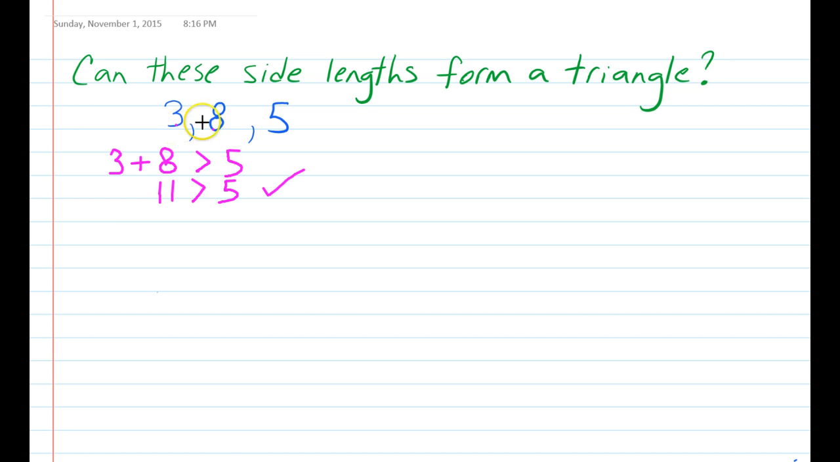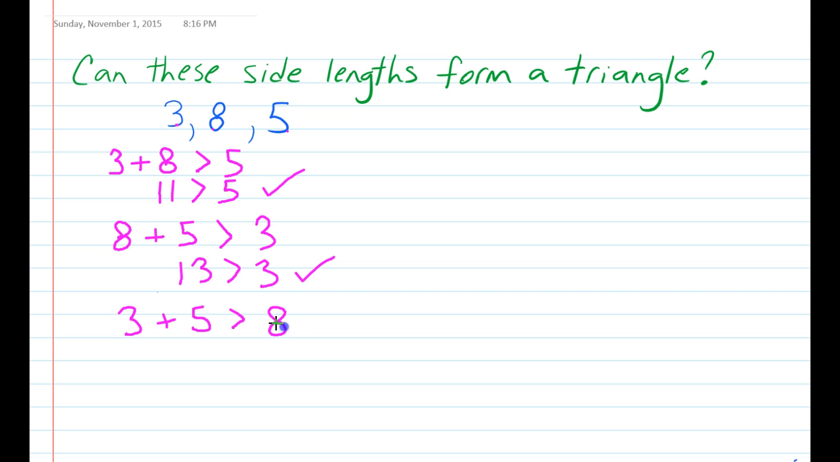Okay, let's check if we have 8 and 5. So 8 plus 5 has to be greater than our third side, which is 3, which is obvious. That would be 13 is greater than 3, so that works. Okay, we have one other one to check, and that would be adding 3 and 5 together, which would have to be greater than our third side. So 3 plus 5. Is that greater than 8?